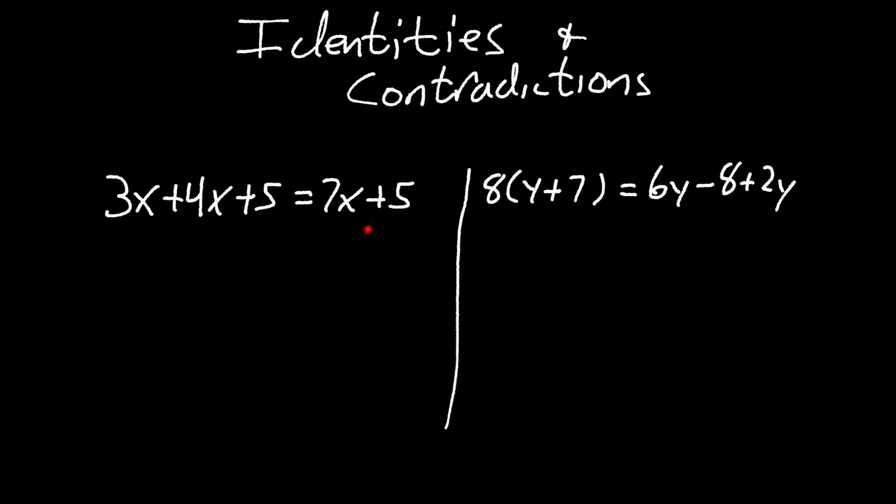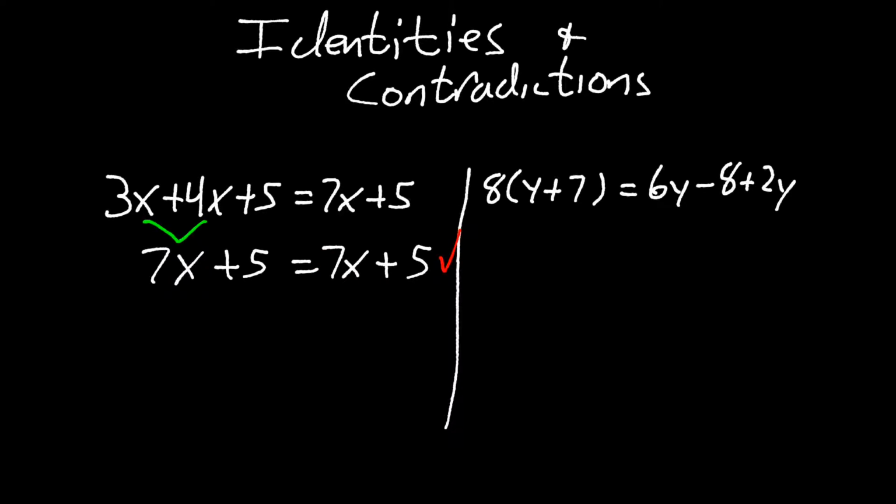So let's look at the left side first. I have 3x plus 4x plus 5 equals 7x plus 5. So I'm going to simplify my left side by combining like terms. I get 3x plus 4x, that is 7x plus 5 equals 7x plus 5. And at this point, we should see that this is an identity. This is a very true statement. 7x plus 5 equals itself.